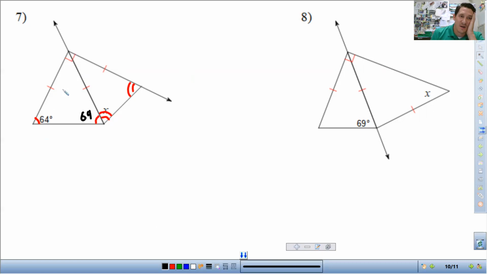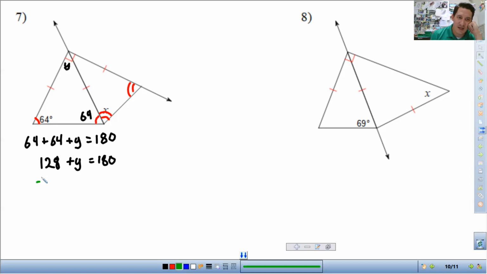All right, so we'll call this angle y. Sure, why not? So 64 plus 64 plus y is equal to 180. So 64 plus 64 is 128, plus y is equal to 180. Subtract 128 from both sides.